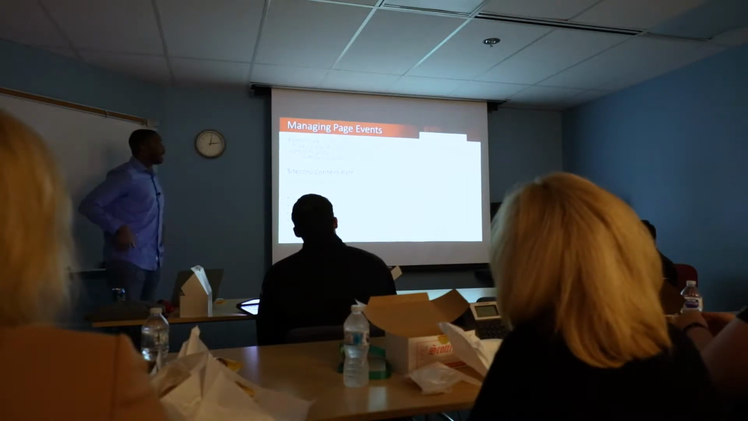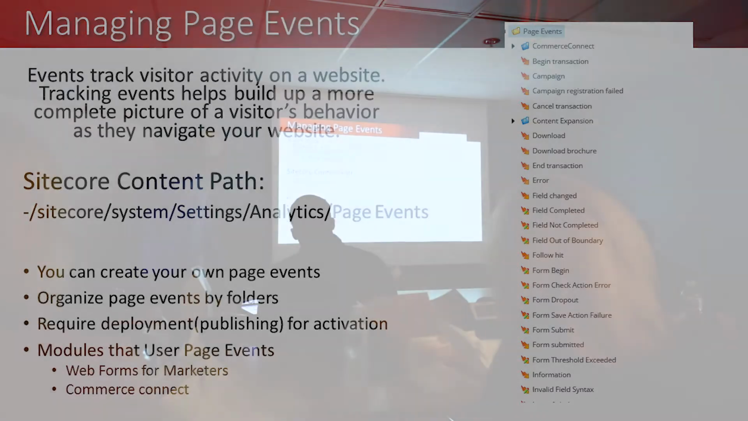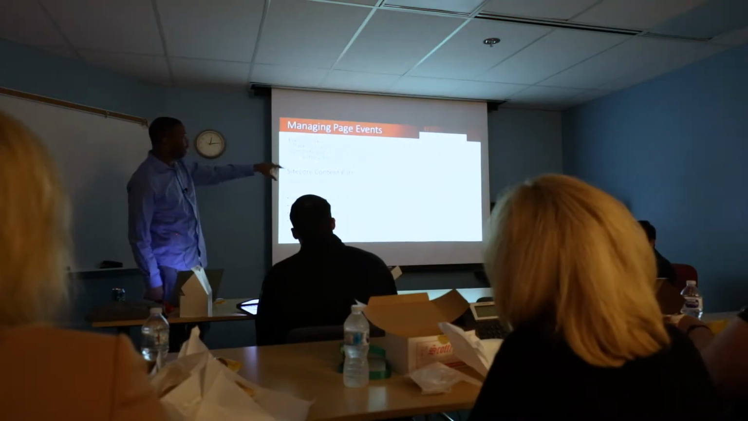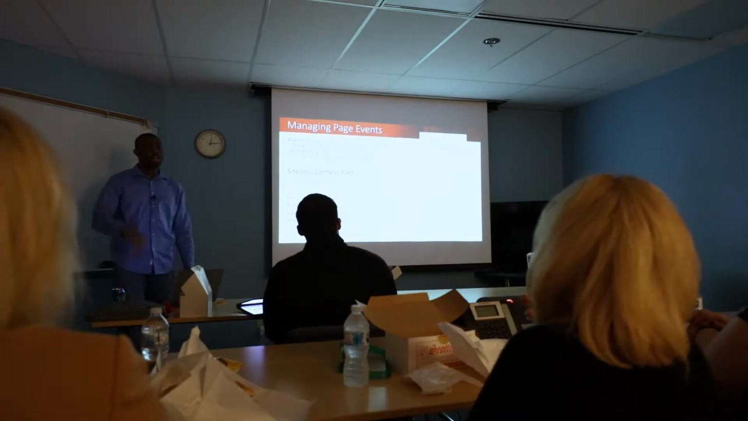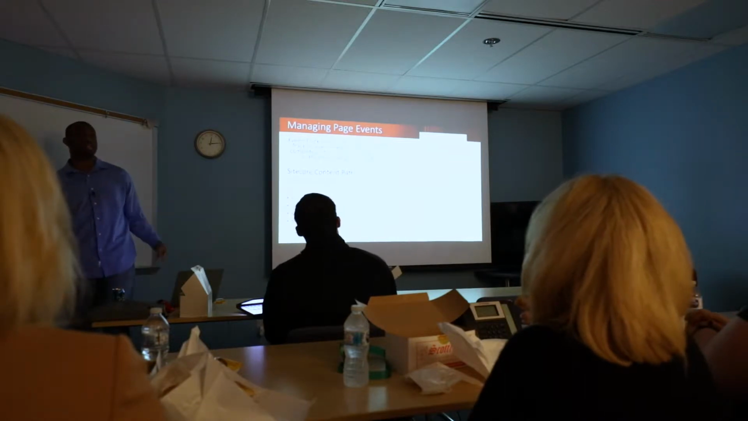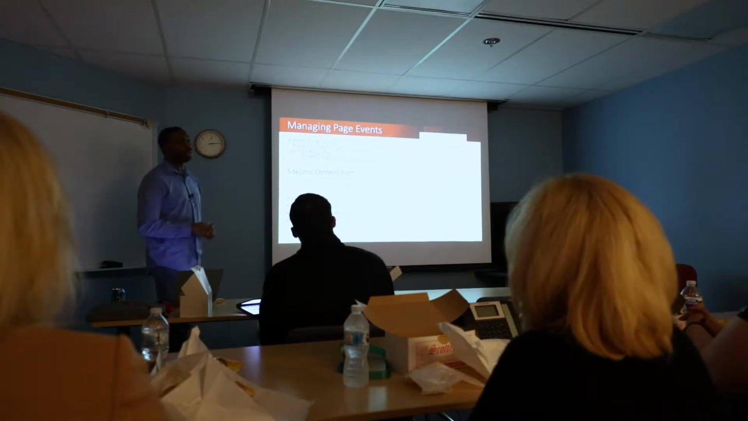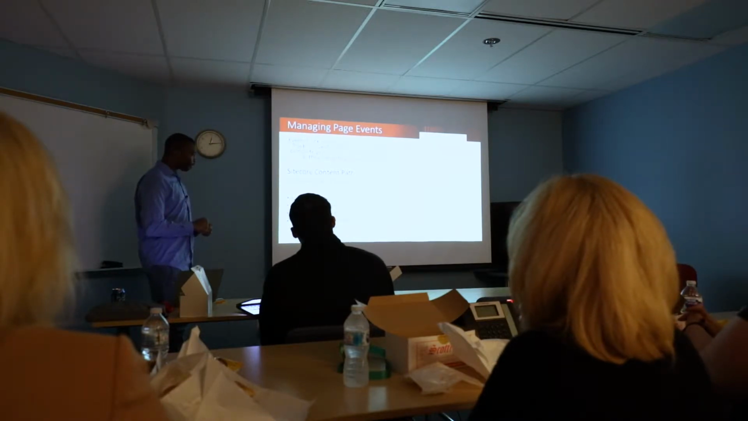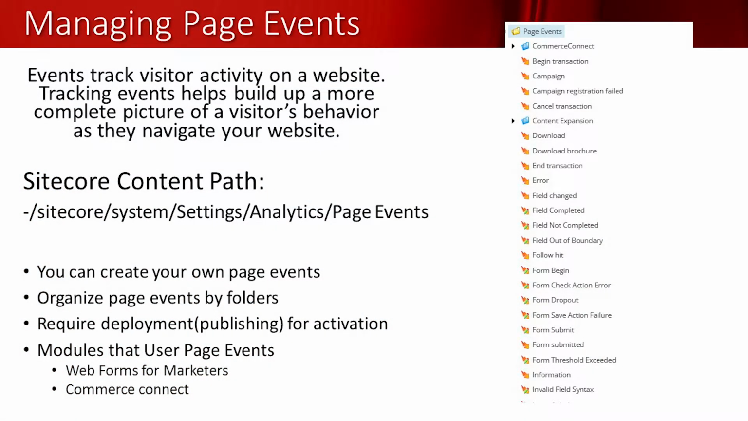Where are page events located? If you're familiar with Sitecore, page events are located at this path under Analytics. I have a screenshot of a site that has a lot of page events. Web Forms for Marketers creates its own page events. Commerce Connect, if you're using Sitecore Commerce at all, comes with a list of page events, add to cart, remove from cart, those types of page events. You can also organize page events by folders, okay? I think this particular site probably has about, I don't know, 50 or so different events that a user can trigger. It gets to be a lot.